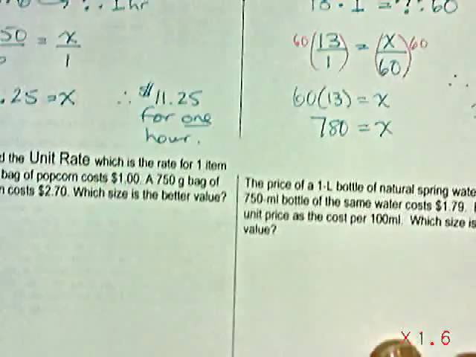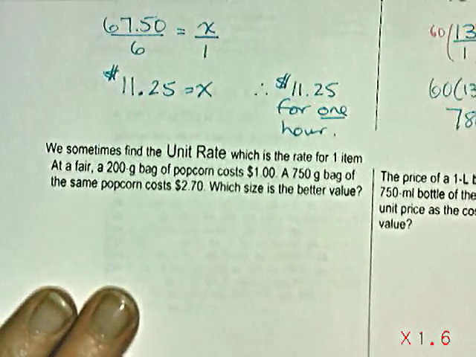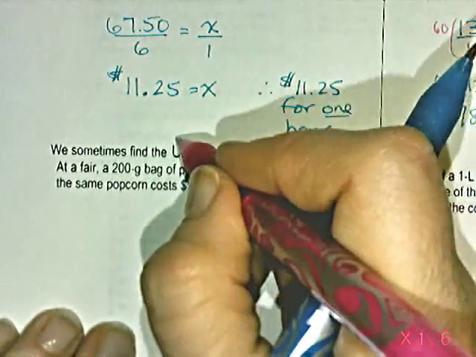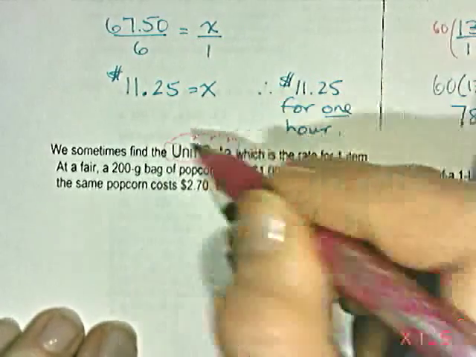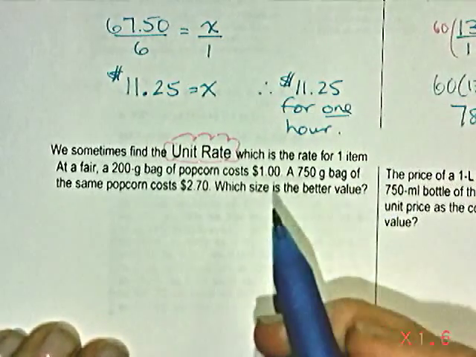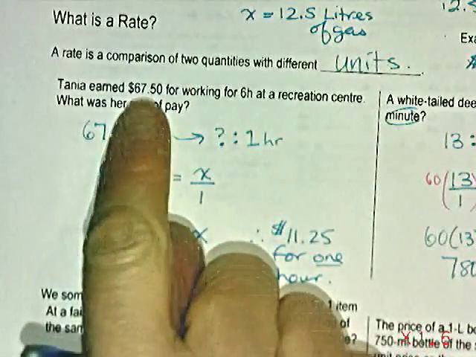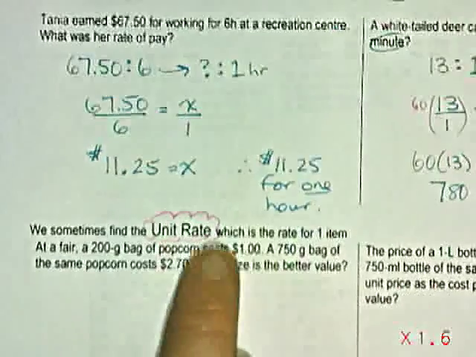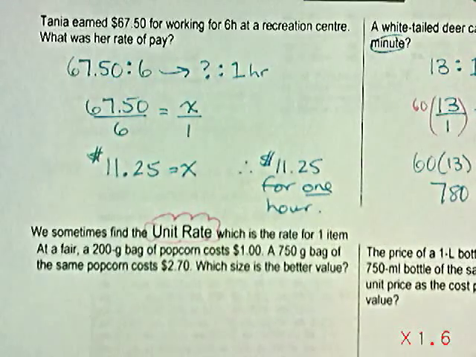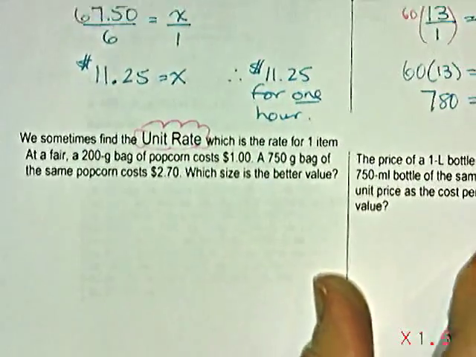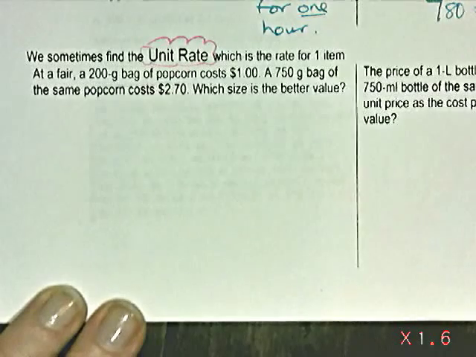Sometimes we use what's called a unit rate. I spoke about that a little bit earlier. A unit rate is when we talk about this whole per 1 minute. I'm not interested in how much pay per 6 hours. I'm interested in my rate of pay in 1 hour. And very often that unit rate is used to figure out which is the better deal in a grocery store.